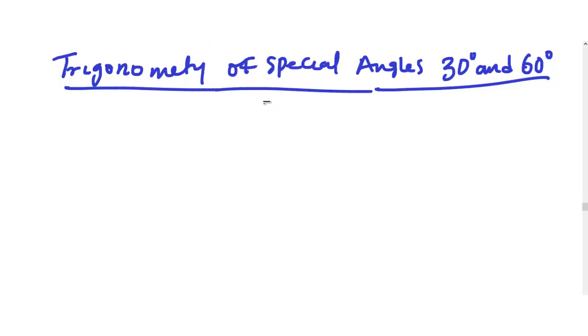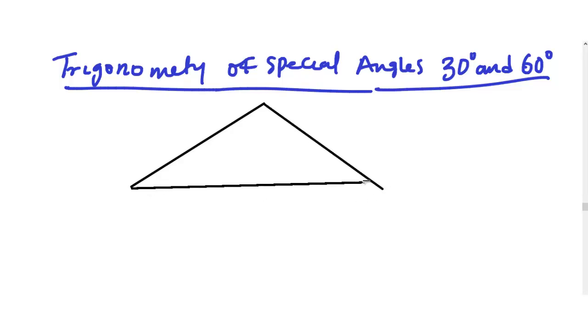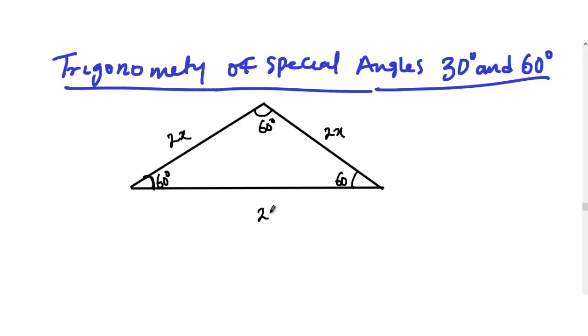So the equilateral triangle I'm going to be drawing, okay, it will be like this. And please note something, that for an equilateral triangle, each of the internal angle is 60 degree. So this is 60, this is 60 degree, and this is also 60 degree. So the length of each side is 2x, 2x, and 2x.